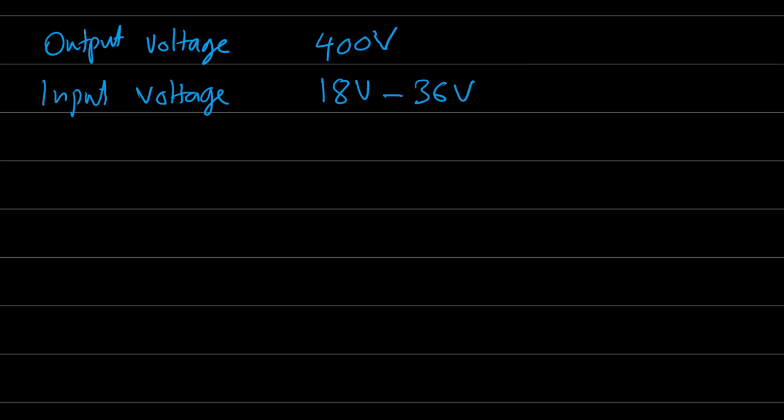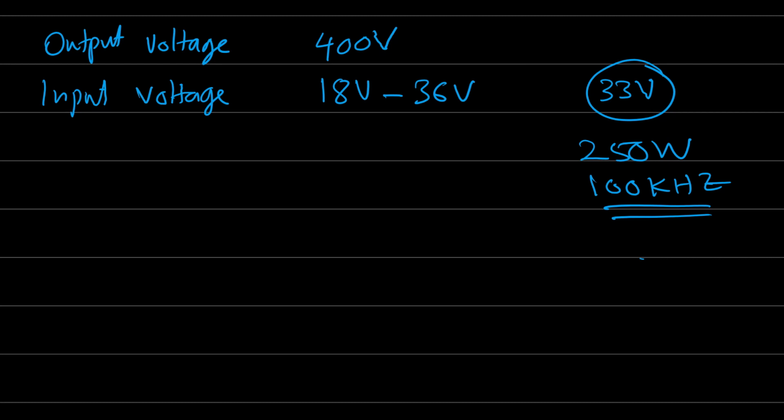So this is the range. The minimum is 18, the maximum is 36, and the nominal voltage is 33 volt. The output power is 250 watt, and the resonant frequency is 100 kilohertz. So this is the requirement, the manufacturer requirement or the application requirement.